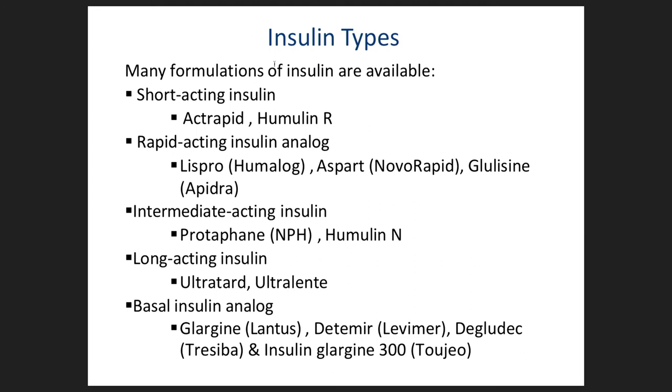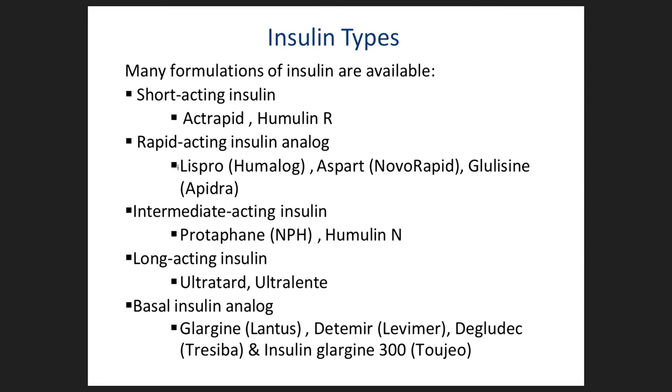If we have to discuss insulin types, these are the various insulin types. We have short-acting insulin. Good examples of short-acting insulin are Actrapid and Humulin R, regular insulin. We also have rapid-acting insulin analogs in the market. We have 3 brands of rapid-acting insulin analog so far. We have Lispro, which is Humalog. We have Aspart, which is Novorapid, and we have insulin glulisine, which is Apidra. All these are under the category of rapid-acting insulin analog.